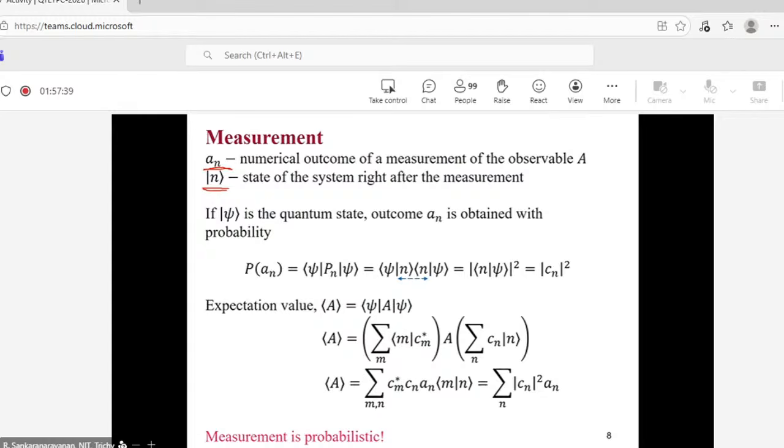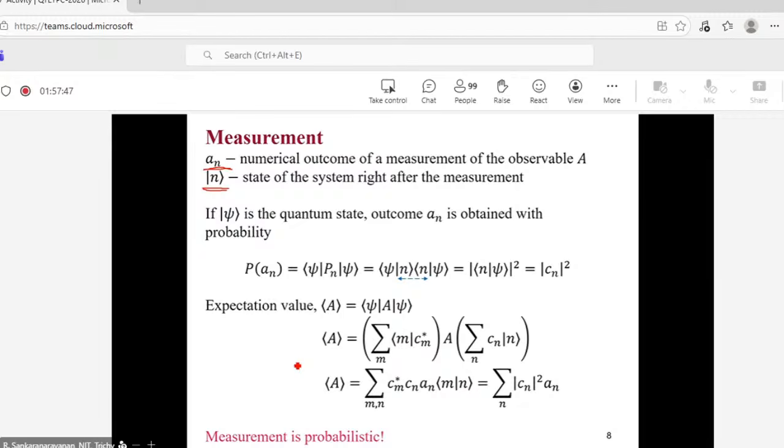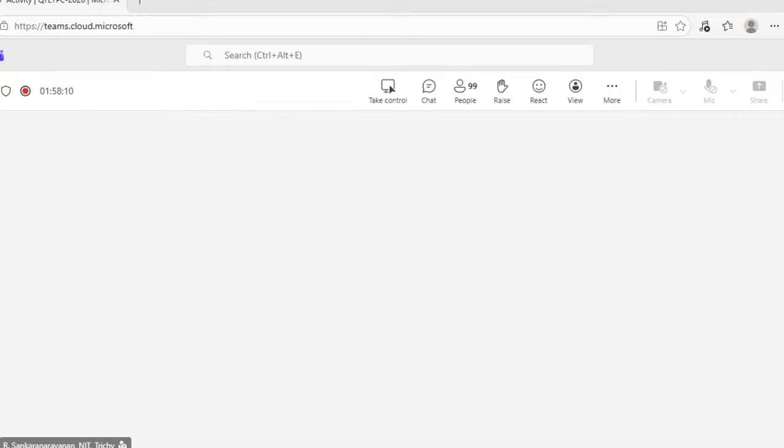So the point is that before the measurement, the state of the system is psi, and after the measurement, the state of the system will be one of the eigenstates |n>. Is it clear? And an is the numerical outcome of a measurement of the observable A. Now, if psi is a quantum state and an is obtained as the outcome, then we are associating a probability with the outcome. So an can be obtained with a certain probability.